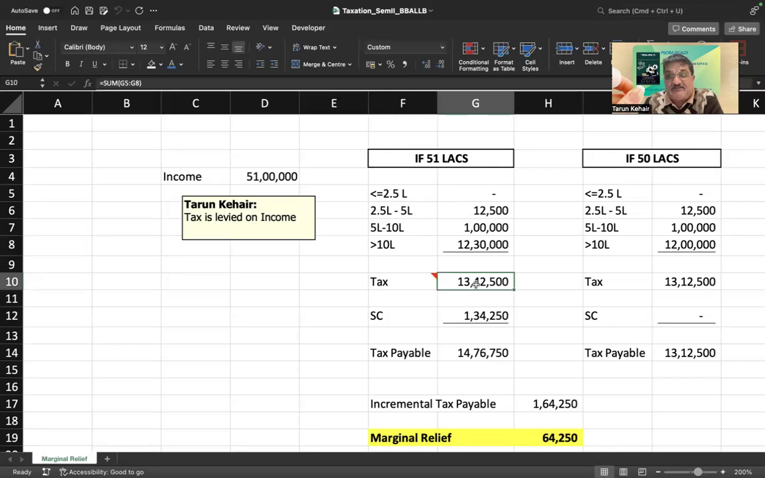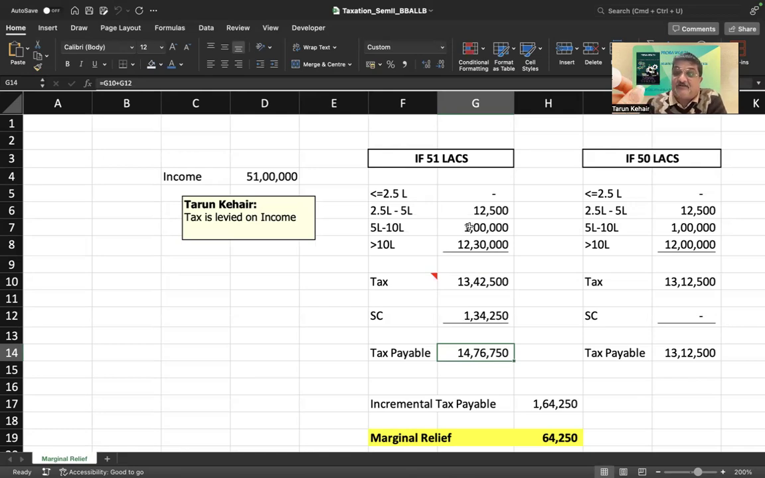Now, 51 lakhs means you have crossed the 50 lakh bracket. So you will be liable to a 10% surcharge. So on 13,42,500, 10% is 1,34,250. So now your total tax payable, if you add these two, becomes 14,76,750 rupees.